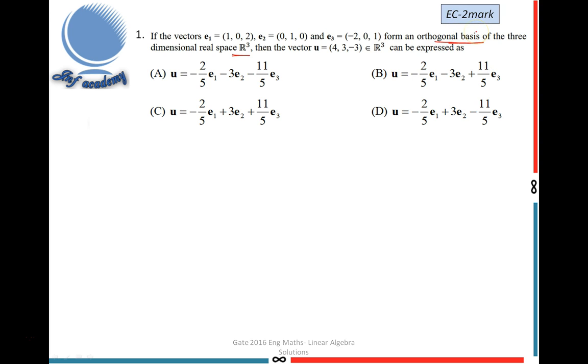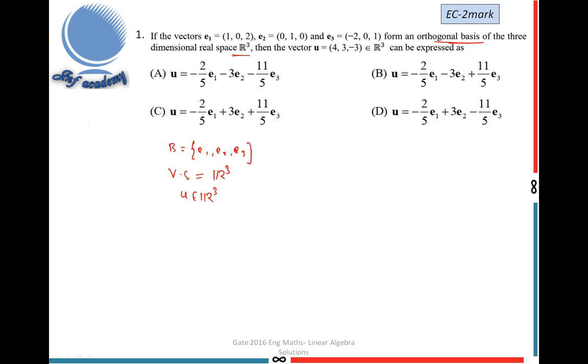This question is from the ECE department. It has 2 marks. Here an orthogonal basis of the three-dimensional vector space R cube is given. The basis is B equal to E1, E2, E3, the vector space is R cube, and one vector U is given, which also belongs to R cube.